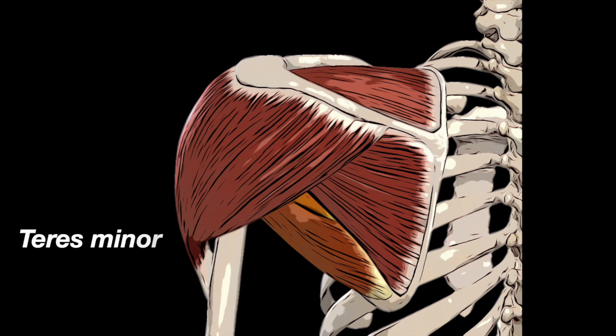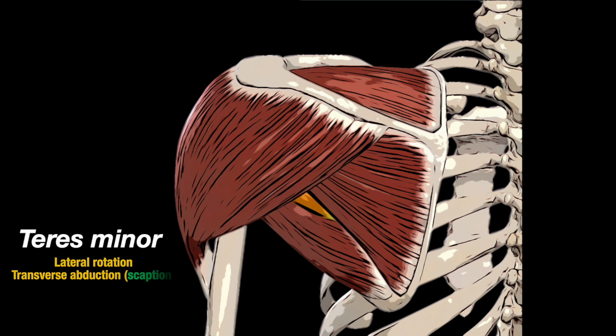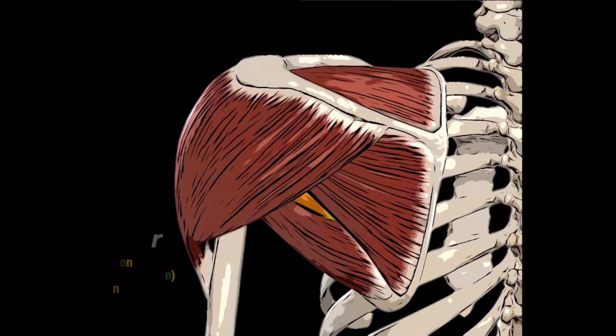The teres minor muscle is found in the shoulder region. It is a thin, fusiform type of skeletal muscle. The teres minor muscle is involved in multiple actions. It laterally rotates the arm at the glenohumeral joint, it transversely abducts the arm, and it assists in adduction of the arm. The teres minor muscle is difficult to test on physical examination due to the fact that other muscles are involved in lateral rotation of the arm. Therefore, its action is impossible to isolate and test.